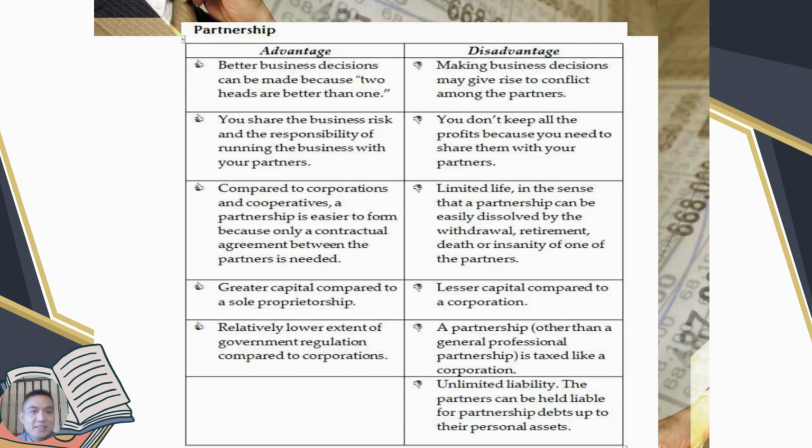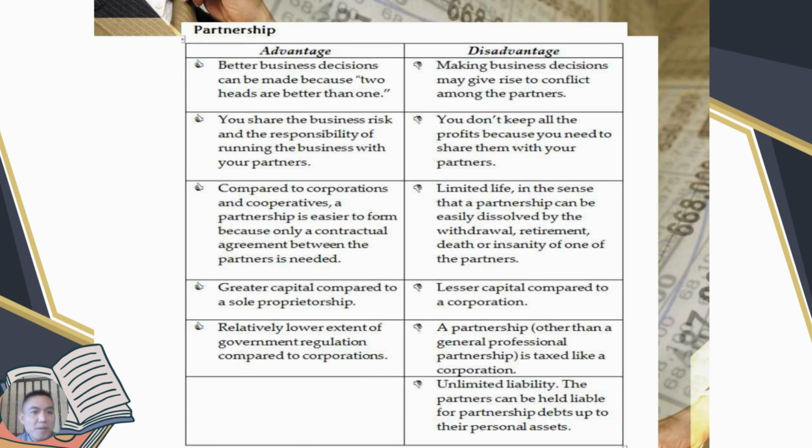Partnership, these are the different advantages and disadvantages. For the advantages, number one, better business decisions can be made because two heads are better than one. So ang decision po ay manggagaling sa dalawa or higit pa sa dalawang tao. You share the business risk and the responsibility of running the business with your partners. So kapag busy ka, syempre you can talk with your partner na siya munang mag-manage. So two heads are better than one.